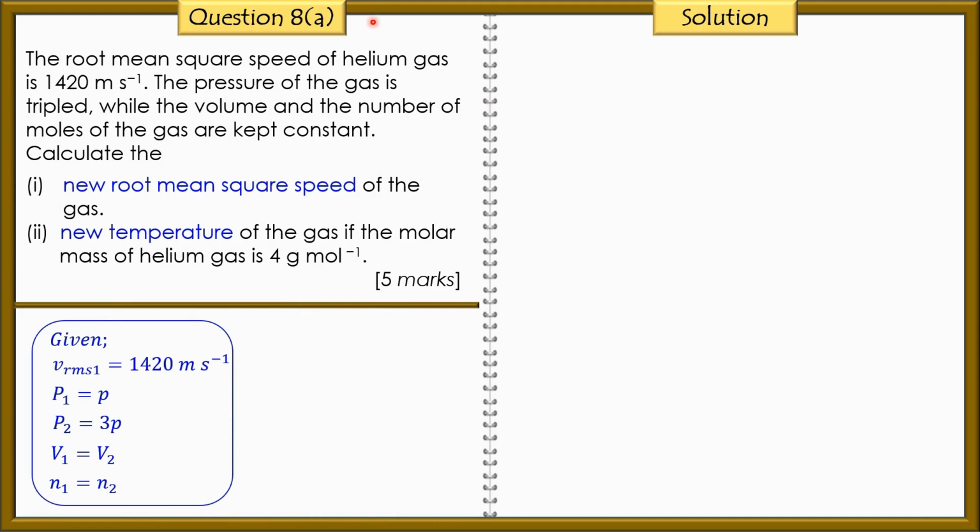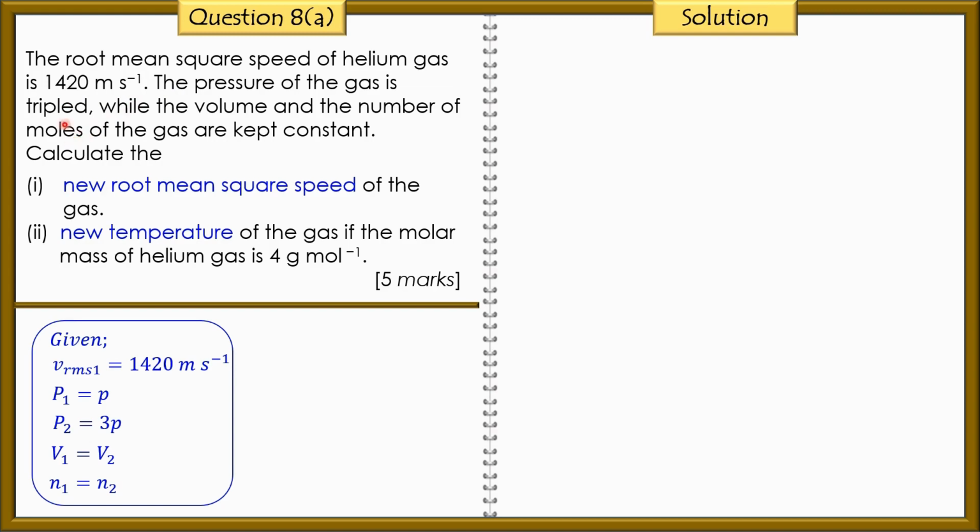Question number 8 is from topic 9, which is kinetic theory of gases and thermodynamics. Question number 8a is from the kinetic theory of gases. Referring to the question, the root mean square speed of the helium gas is 1420 meter per second.